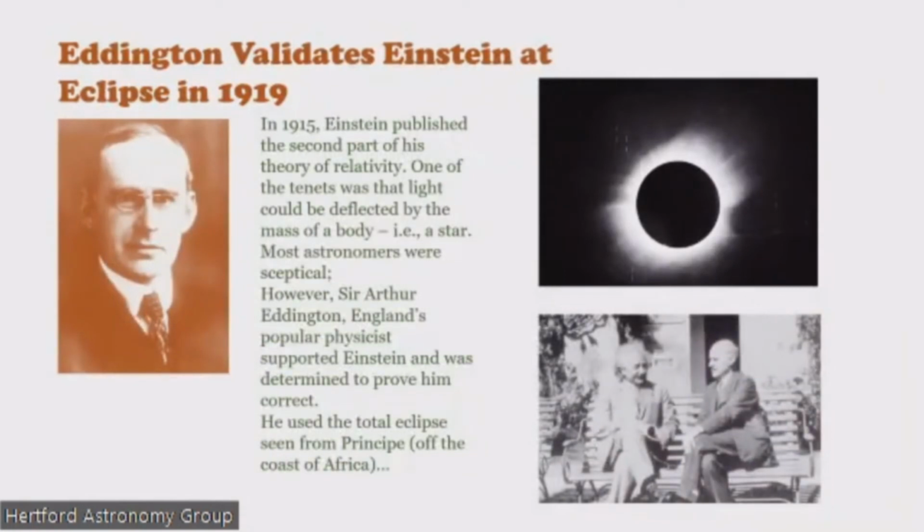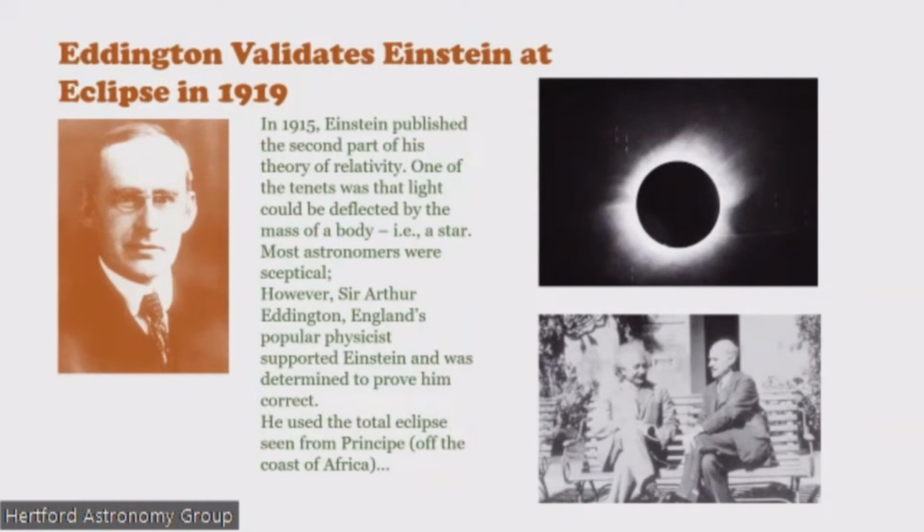So then we get on to more science subjects. Now, one of the problems that came up in 1915: Einstein actually published the second part of his theory of relativity, the special part. And in this is a part that deals with light being refracted, or moved, or warped by passing a massive body, such as a star.